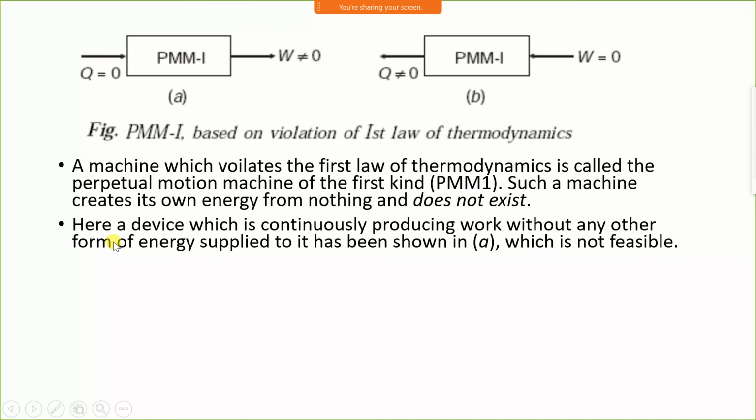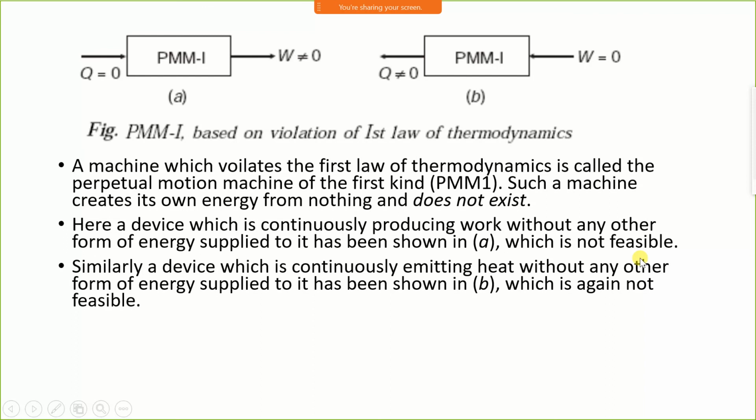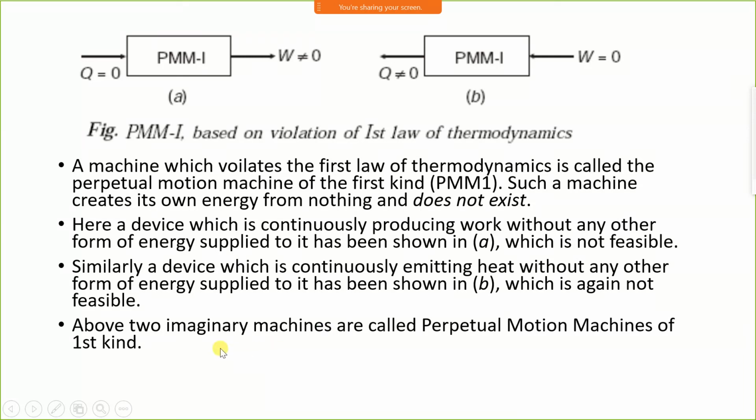Hence, a device which continuously produces work without any other form of energy supplied to it has been shown by A, which is not feasible. Similarly, a device which is continuously emitting heat without any other form of energy supplied to it has been shown in the figure, which is not feasible. These two imaginary machines are called perpetual motion machines of first kind.